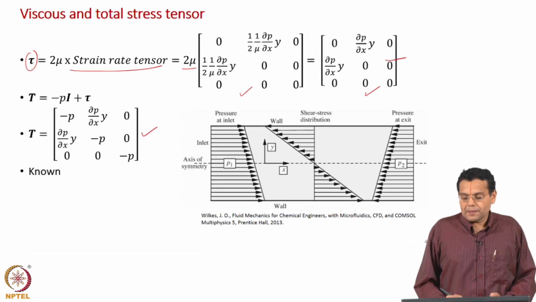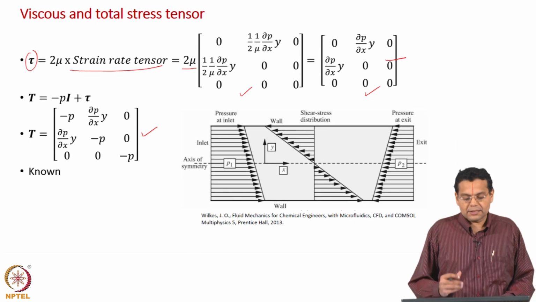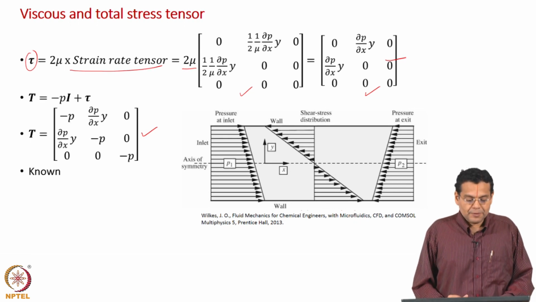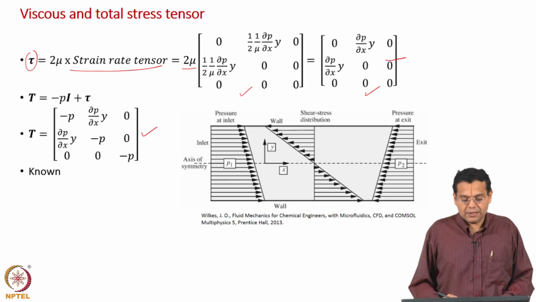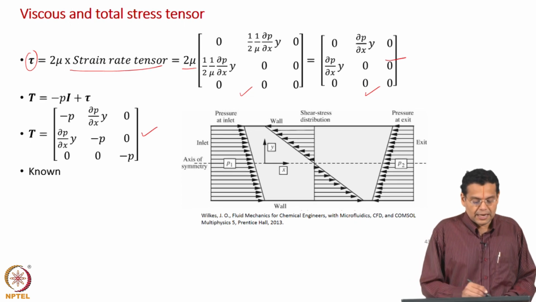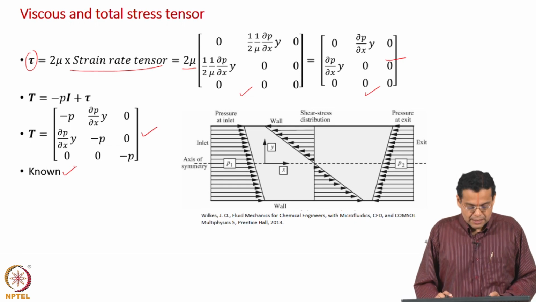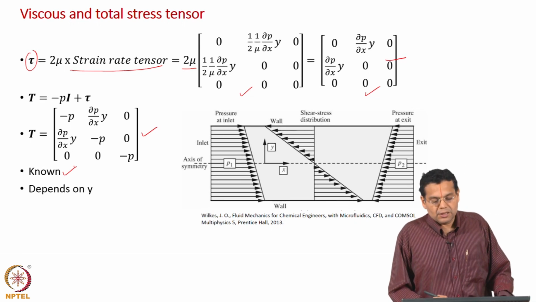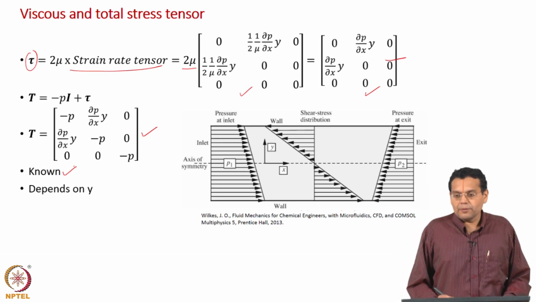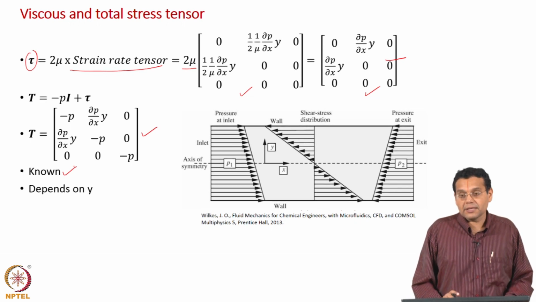Now, earlier we introduced the viscous stress tensor and total stress tensor as variables. They were unknown earlier. Now, the velocity profile is known, so we can evaluate the viscous stress tensor and the total stress tensor, and they become known. And if you notice, there is one difference between the viscous stress tensor for the Couette flow and this viscous stress tensor for the Poiseuille flow.